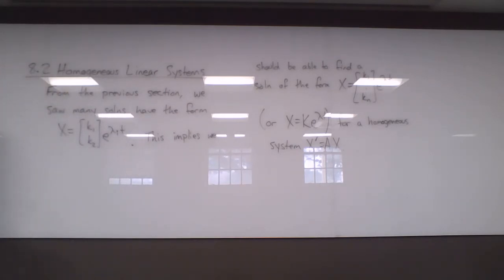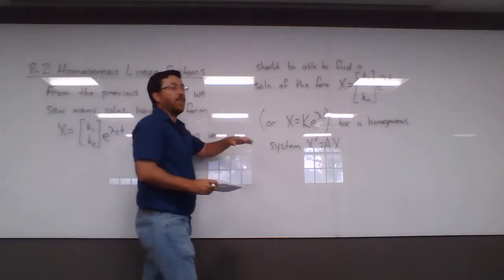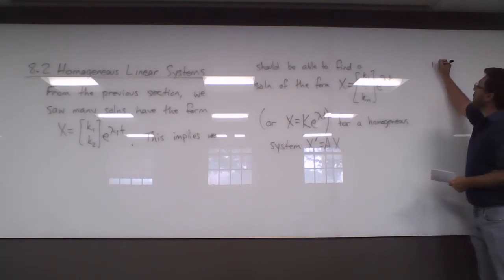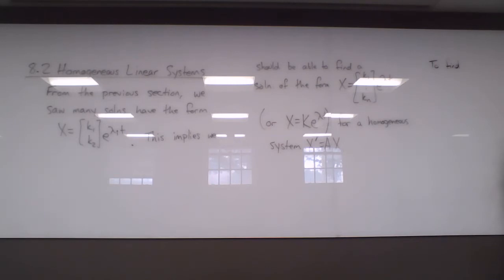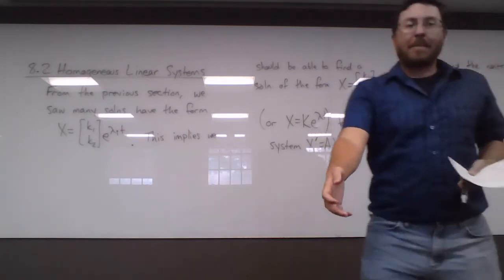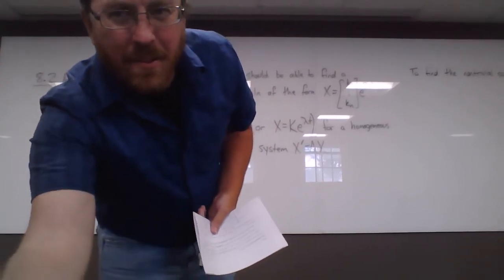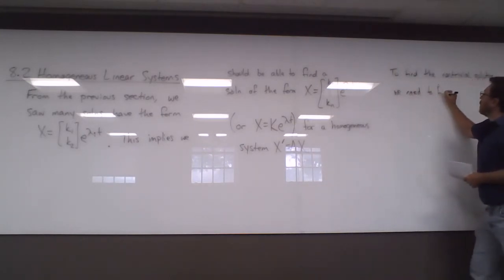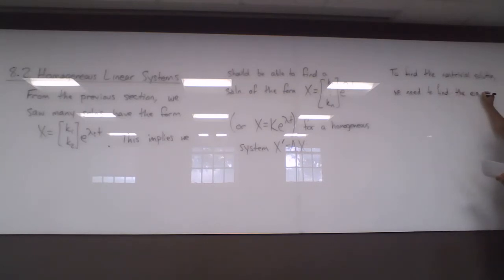All we need to really figure out is what that vector K is going to be, and then what that value for lambda is going to be. And actually, that second one is going to dictate what the first one is in this case. So, if we're going to find the non-trivial solution, the one that's not just the zero vector for everything, we need to find the eigenvalues of the corresponding matrix A that we get from our system of equations.